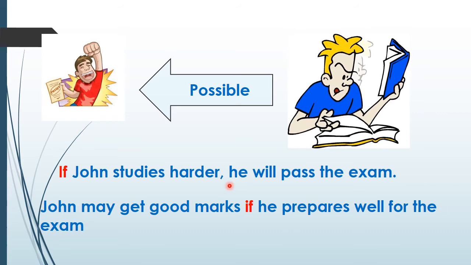If we start with the other form, John may get good marks if he prepares well. Look, when we start by the if sentence, we put a comma here. When we start by the result sentence or main clause, we don't put a comma here. Here we have will for future, as you see here. We can use other modal verbs like may, could, okay. So it's clear, this is conditional type 1, we use it for possible actions in the present or in the future.